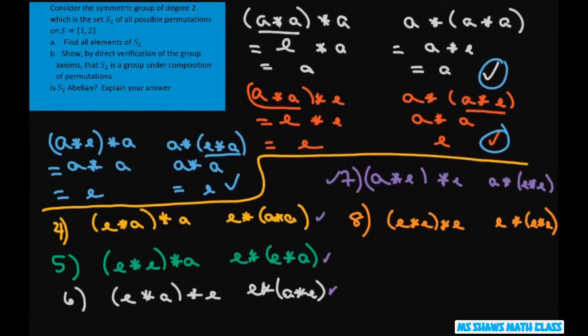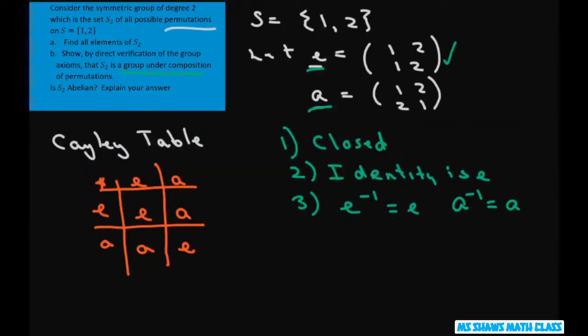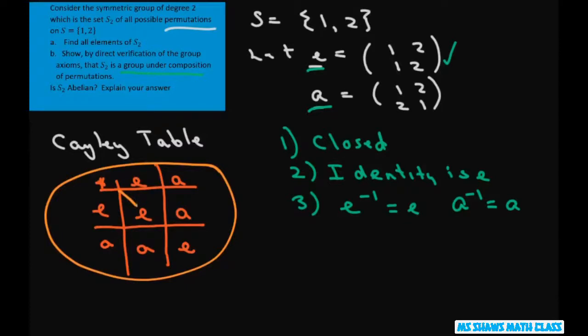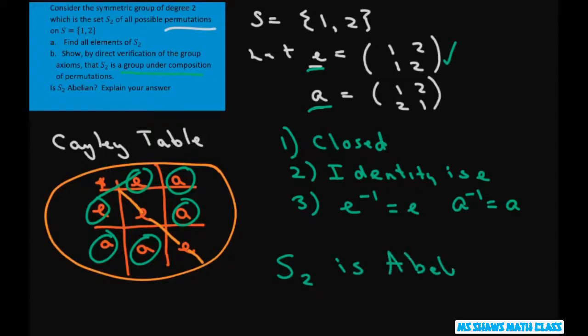So it is a group, and is it abelian? What you're going to do is look back at your Cayley table. Look at your main diagonal here. Everything on either side of the diagonal is the same. Since that's the same, that means there's symmetry about the main diagonal. So S2 is abelian. And that's it.